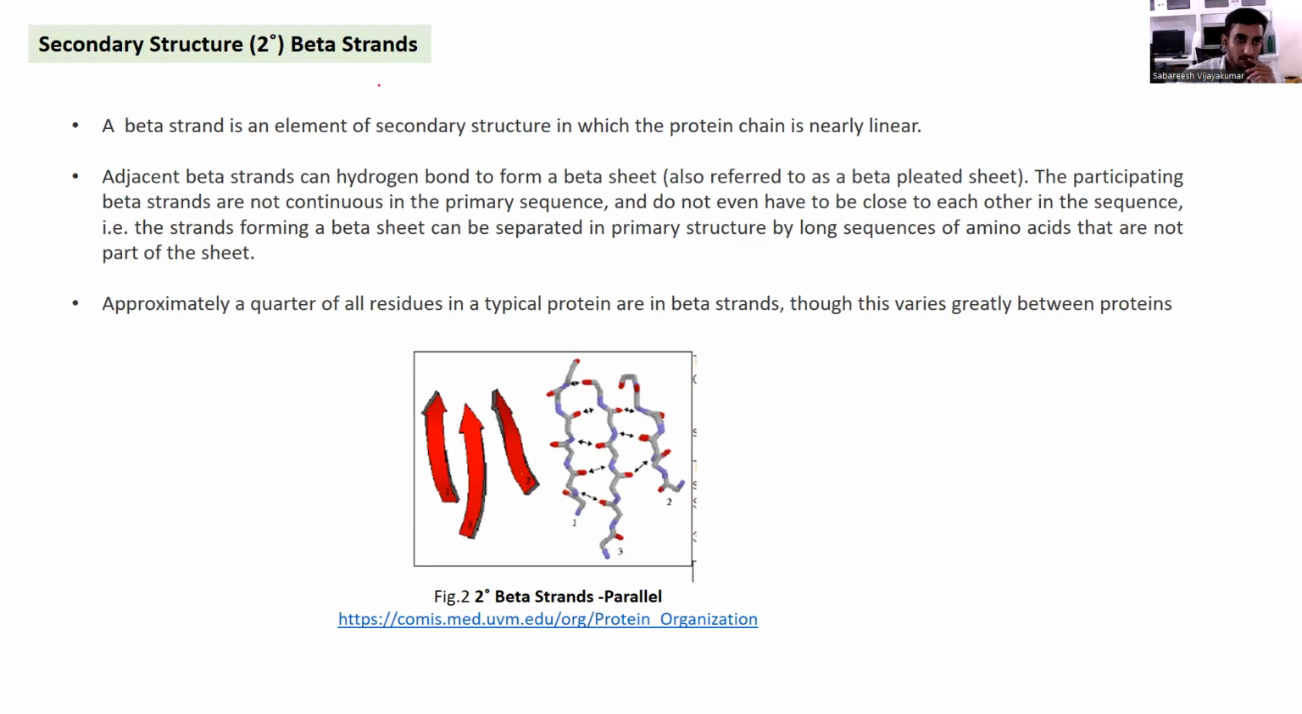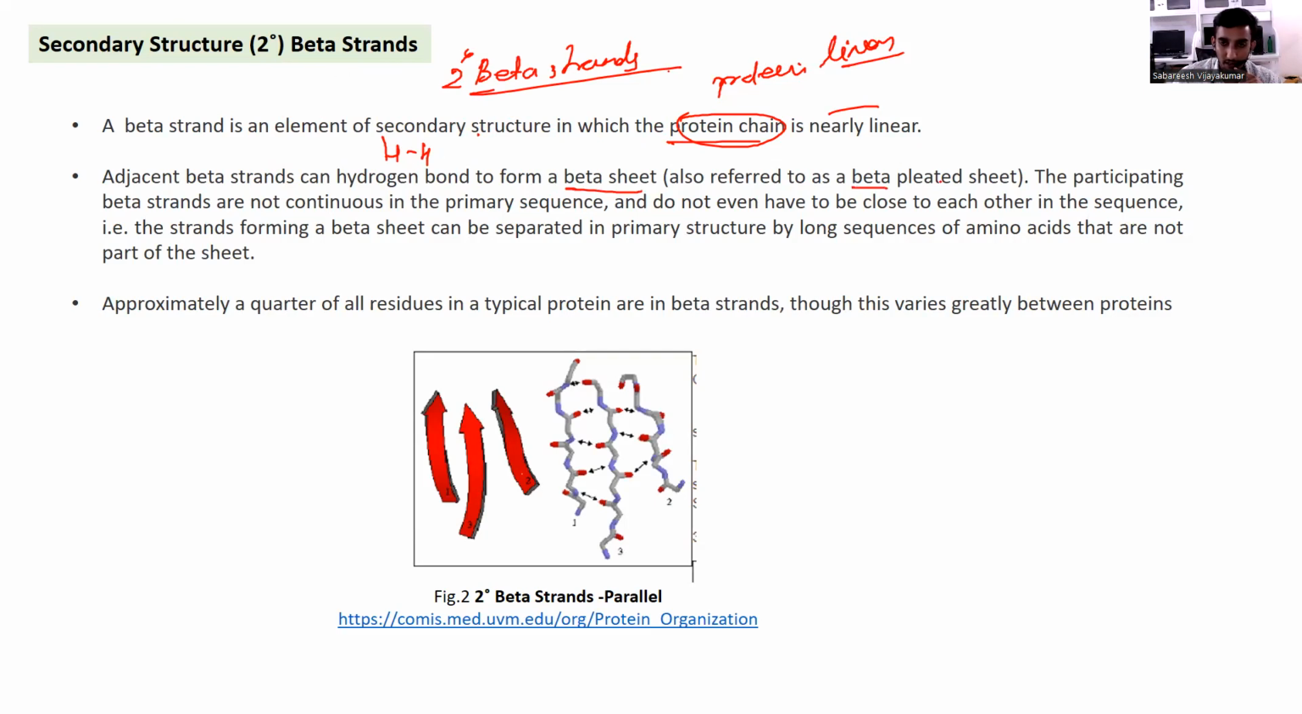Next topic, one of the important topics discussed, is secondary beta strands. A beta strand is an element of a secondary structure in which the protein chain is almost or nearly linear. So it is separated from a protein chain, and that protein chain is actually linear in structure. The importance of beta strands is that they can form hydrogen bonds to form a beta sheet. Also, it is referred to as the beta pleated sheet.